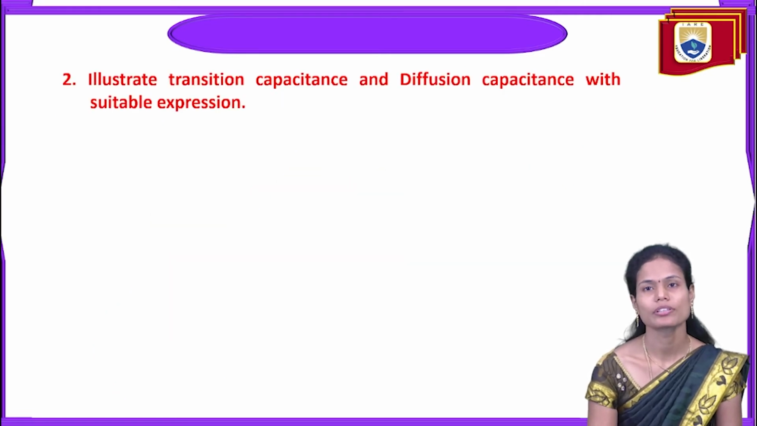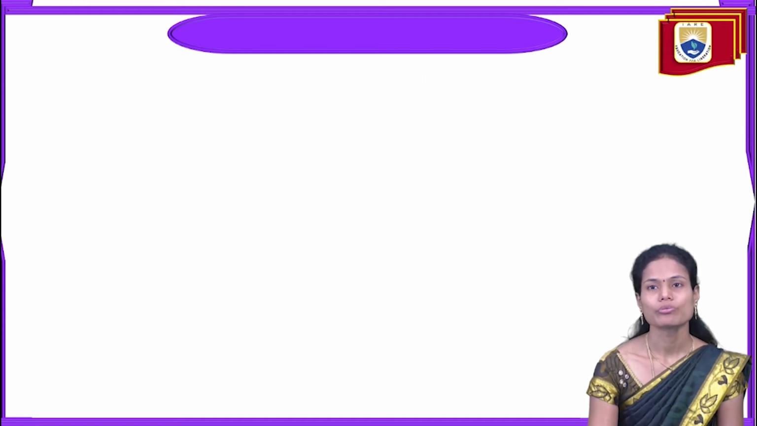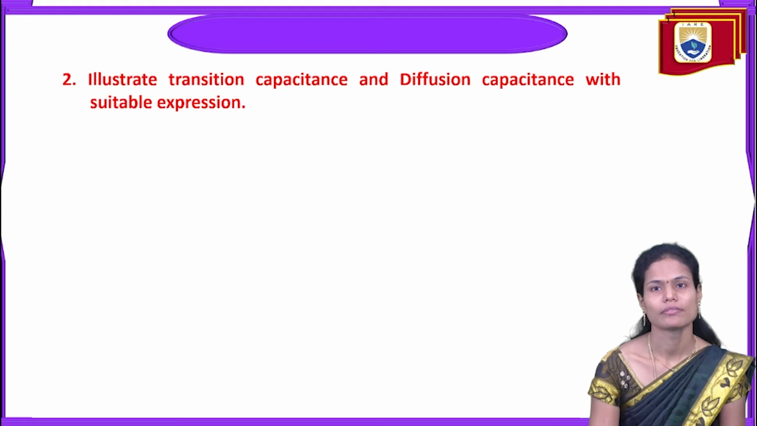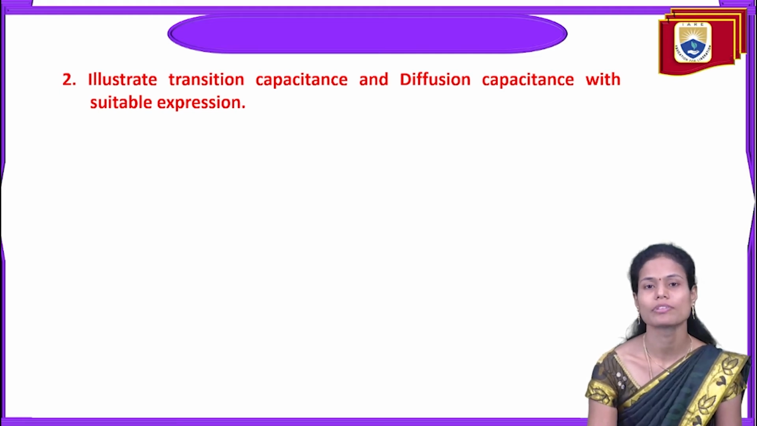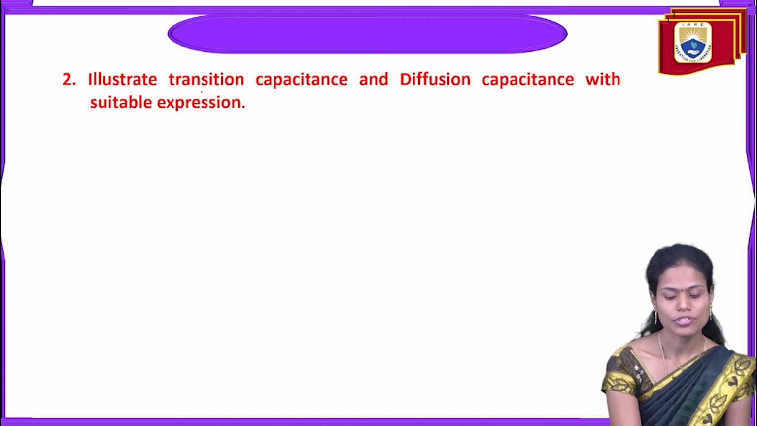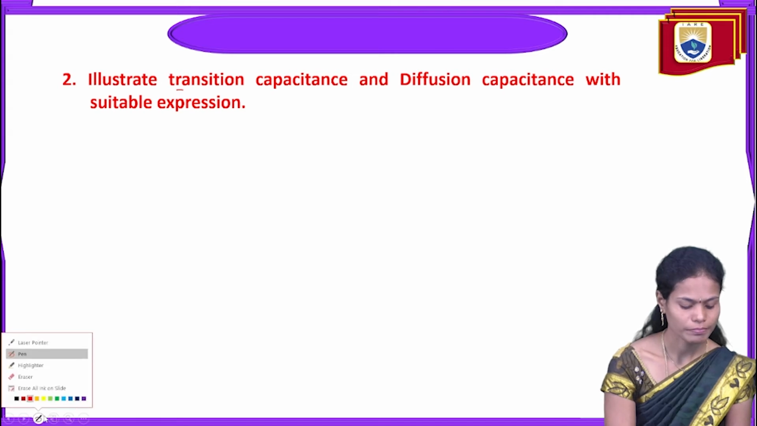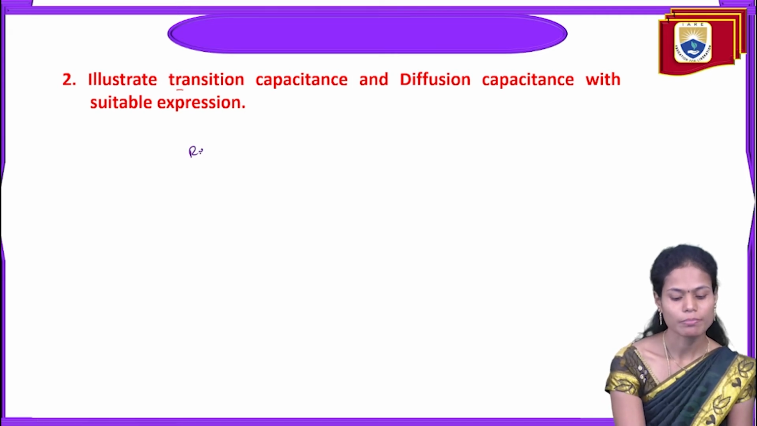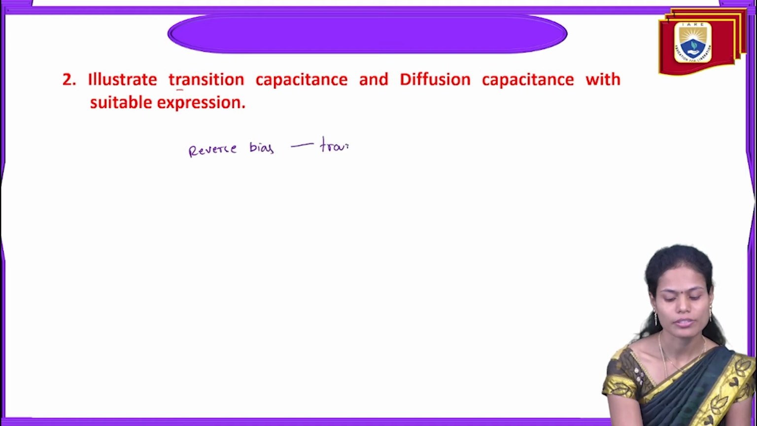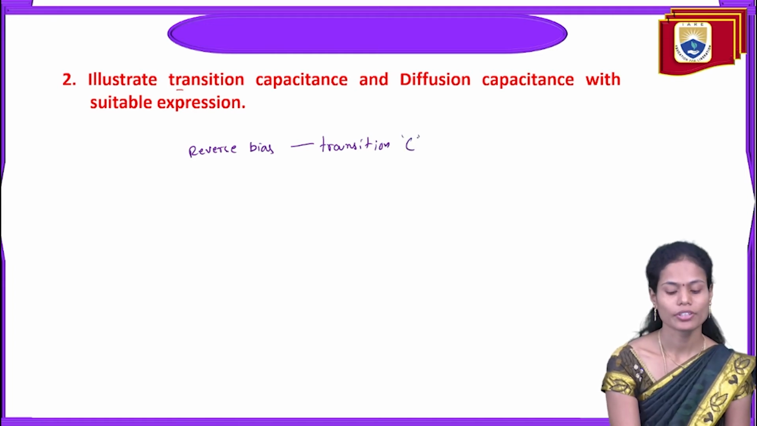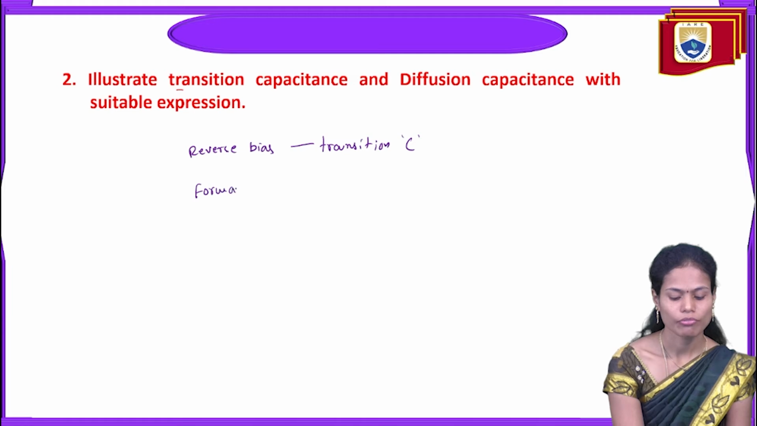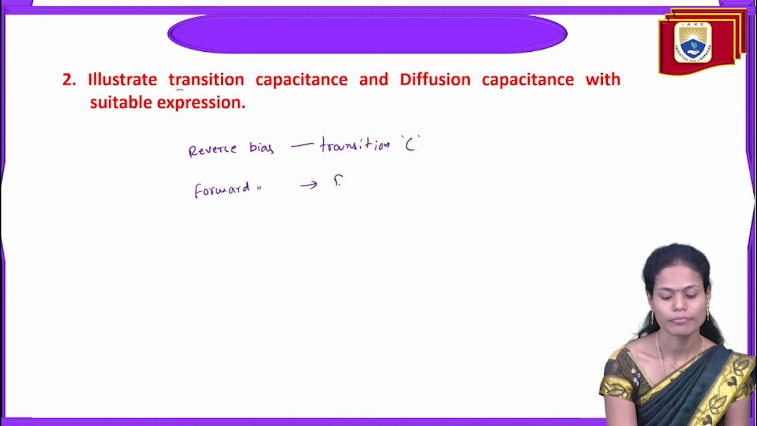And next one is to illustrate the transition capacitance and diffusion capacitance with suitable expressions here. In this case, this transition capacitance and diffusion capacitance we already discussed in the diode capacitance session. So this transition capacitance will exist in the reverse biased PN junction diode, and the diffusion capacitance will exist in the forward bias PN junction diode.